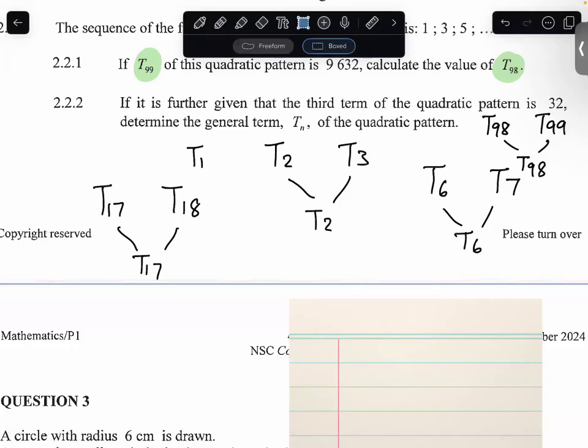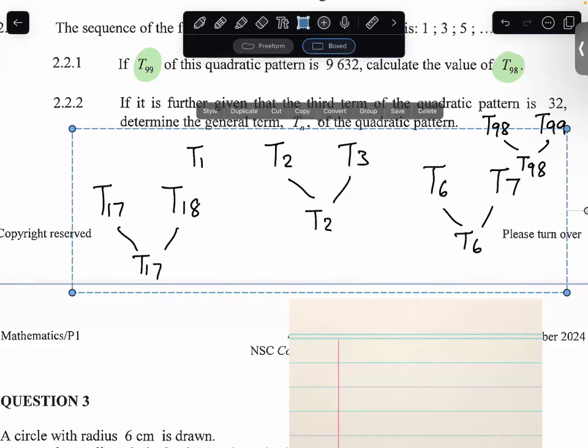So now when we're looking at that bit of theory, let's just delete that quickly.